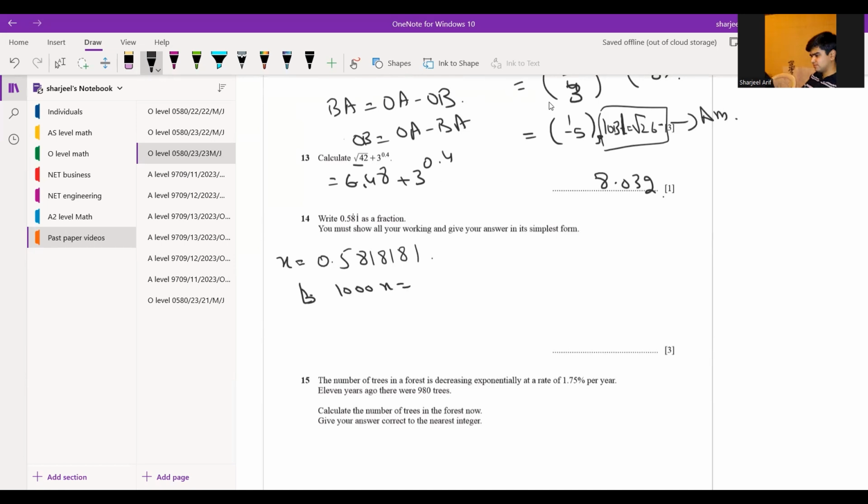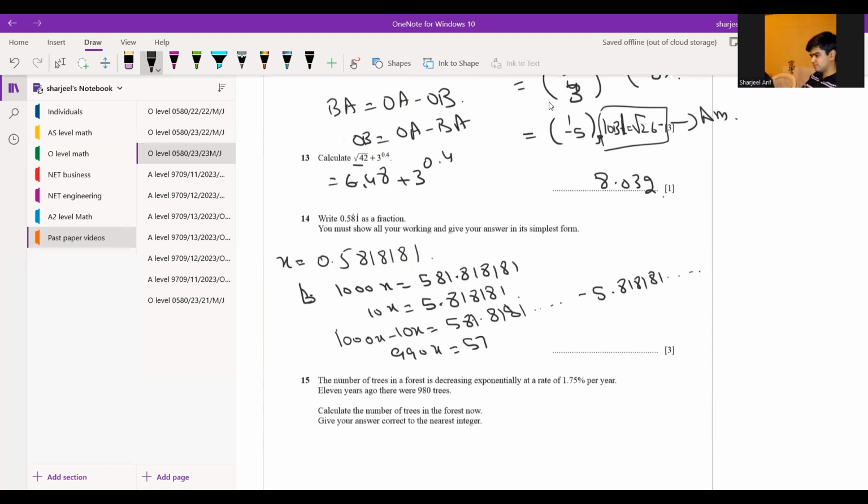Let x be the value, multiply by 1000 to get 581.818181. And the next one is 10x. This will become 5.818181. Deduct these two values. You get 990x equal to 576. X will be equal to 576 divided by 990. And our answer will be 32 divided by 55.